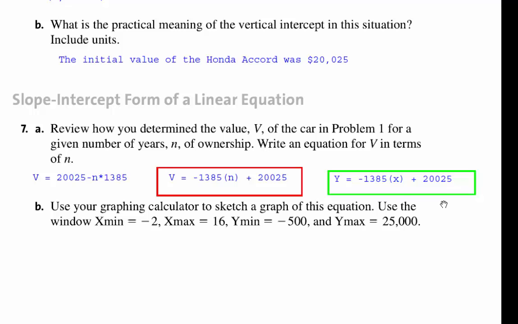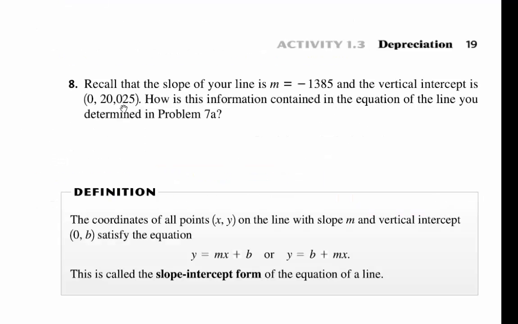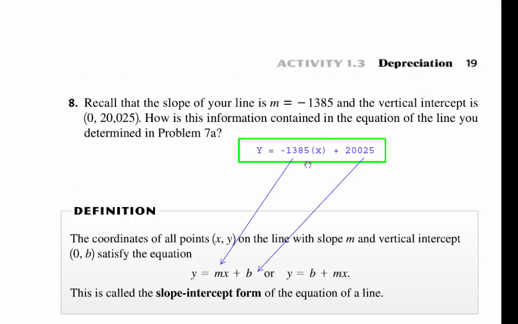And we go back to our question, how are these pieces contained in the original equation? Well, we see that the negative 1385 is the m in y equals mx plus b, and the 20,025 is the b in y equals mx plus b. Incidentally, this y equals mx plus b is called the slope-intercept form of the equation of the line. So these numbers are significant, and they make up the shape and the direction of this line.